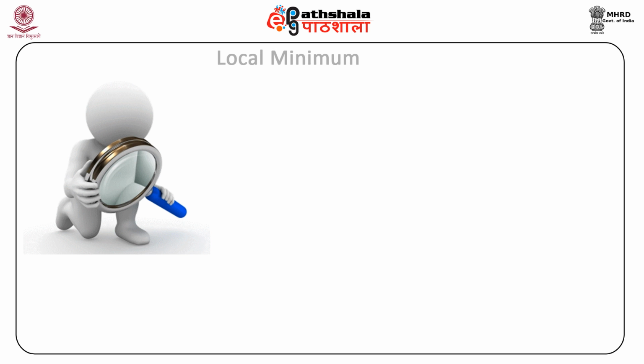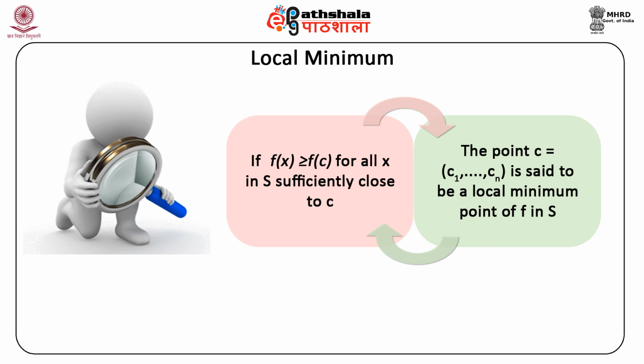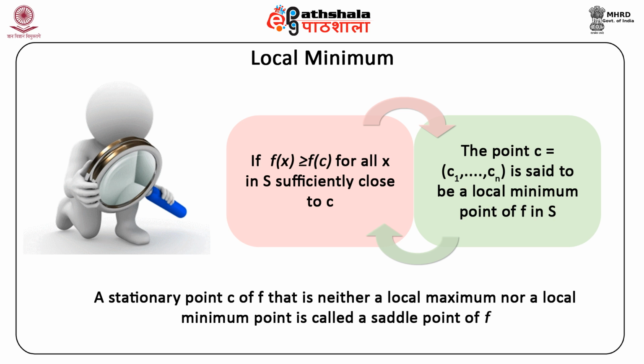Here, we take a look at how to define a local minimum. Similarly, the point c going from c1 till cn is said to be a local minimum point of f in S if f of x is greater than or equal to f of c for all x in S sufficiently close to c. A stationary point c of f that is neither a local maximum nor a local minimum point is called a saddle point of f.